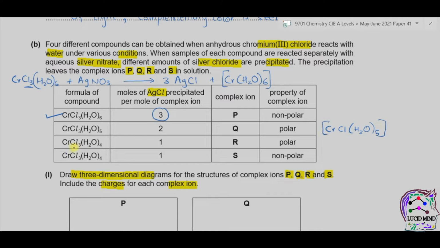Similarly, for this one, we can see we have 3 chlorine atoms. 1 is precipitated in the form of silver chloride, so 2 chlorine are left. So it will be CrCl2 and we have 4 water molecules. And the last one, again 1 mole is precipitated, so it will be similar. CrCl2(H2O)4 complex.